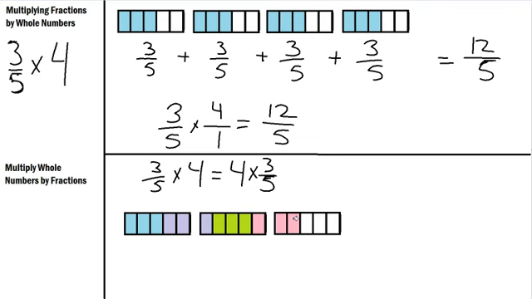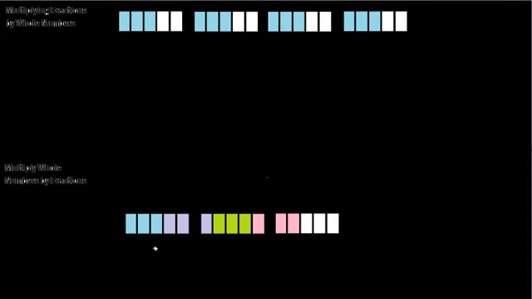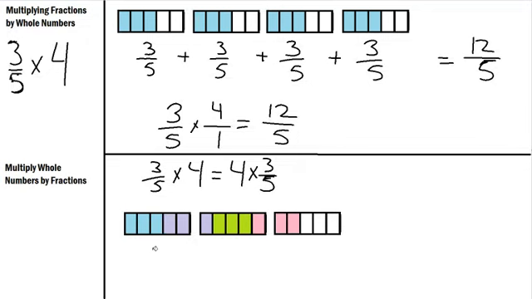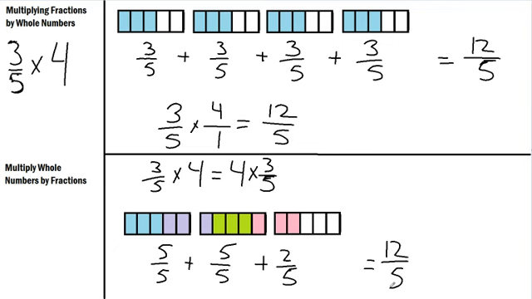This is 5/5 plus 5/5 plus 2/5. And so altogether that equals 12/5. And you can use this visual fraction model to help you also see that 12/5 is the same as 2 wholes and 2/5.